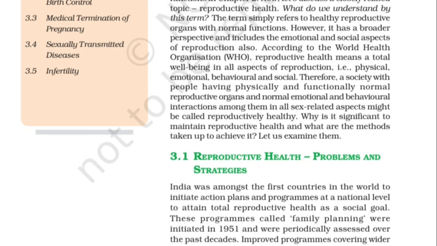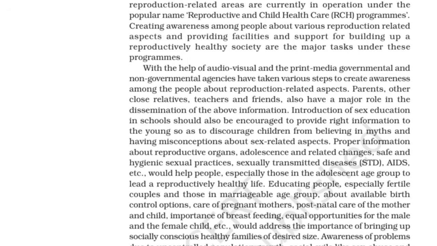Let us examine them. Reproductive health, problems and strategies. India was amongst the first countries in the world to initiate action plans and programs at a national level to attain total reproductive health as a social goal. These programs, called family planning, were initiated in 1951 and were periodically assessed over the past decades. Improved programs covering wider reproduction-related areas are currently in operation under the popular name Reproductive and Child Health Care, RCH, programs. Creating awareness among people about various reproduction-related aspects and providing facilities and support for building up a reproductively healthy society are the major tasks under these programs.